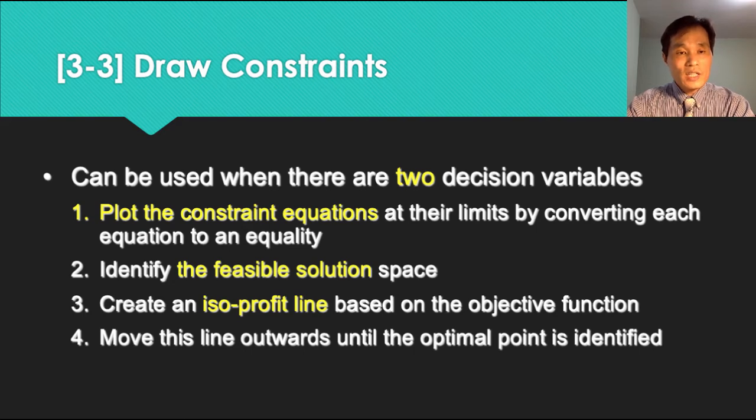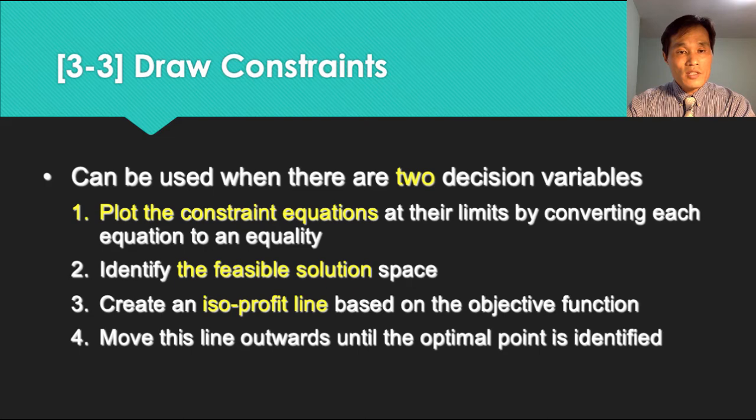Once you find out all the constraints, then the next step is to draw constraints on the graph. It can be used when there are two decision variables. When you have more than two, say 3 or 4, we cannot draw it in two dimensions, and we need to use computer programming to draw that and find the solutions.